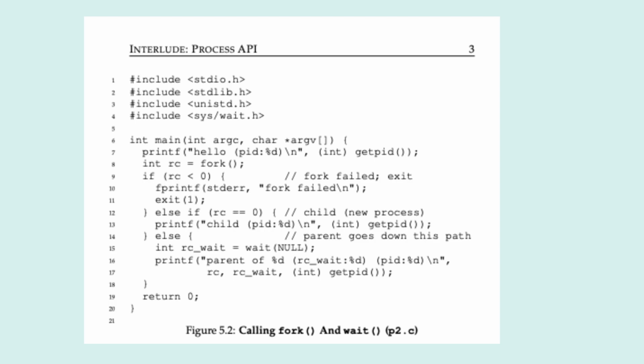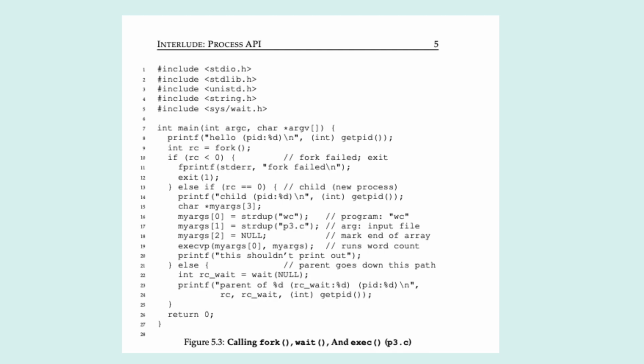Okay, then the other system call is exec. Now we saw that once we do fork, it will always run the same program, but we do not want to run the same program, right? Once we create a child process, we want the child process to do something else. So this is where the exec function call is used.